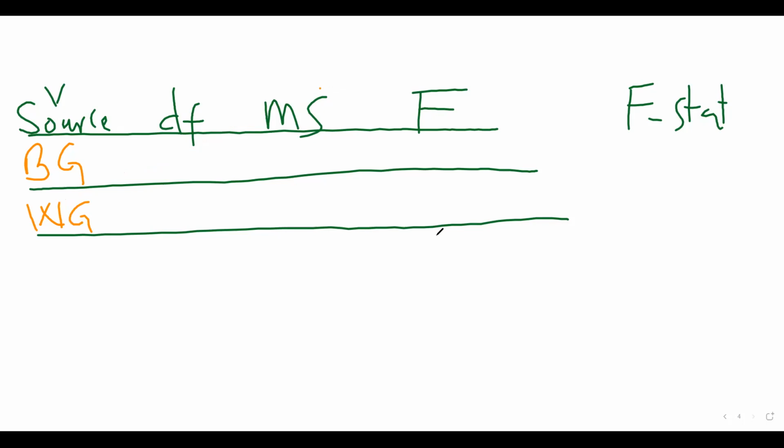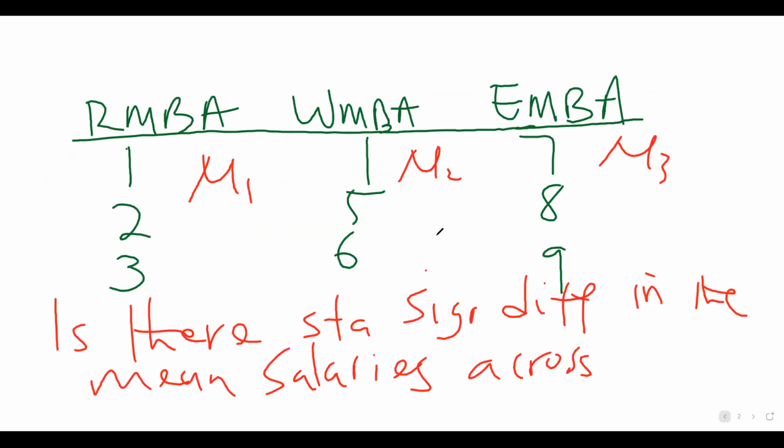To explain this, let's go back to our data set. If you look at just the RMBA in the first column, do you notice that there are differences within this RMBA? Now go to the WMBA, there are differences within. Now go to the EMBA, there are differences within. And these differences are what is known as the within group differences.